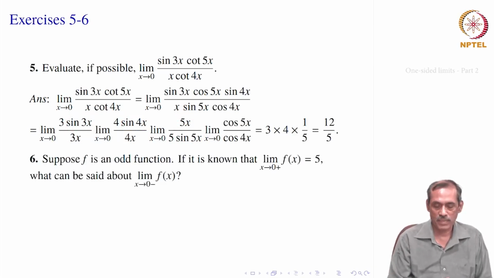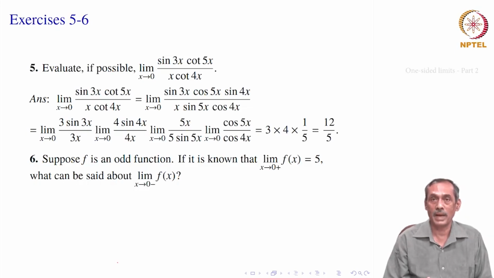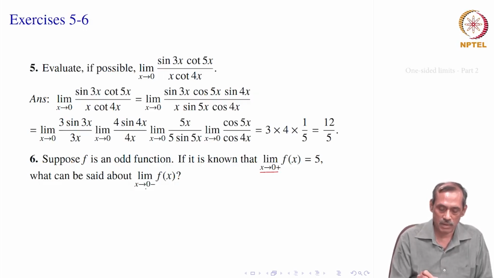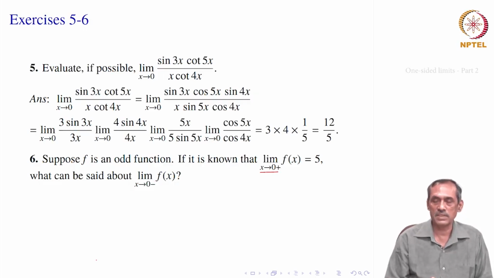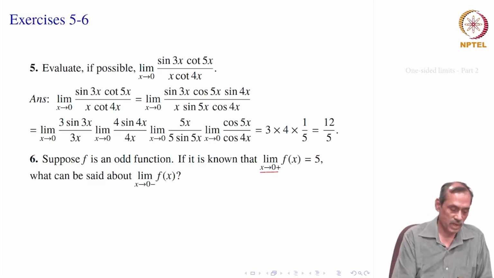Let us go to the next problem. Here we are asked not just to evaluate a limit, but something else using the properties of functions. Suppose it is given that f is an odd function, that is f of minus x equals minus f of x. And it is known that the right side limit of f x when x is near 0 is equal to 5. So, can we do something about the left side limit of f x as x goes to 0? That is the question.